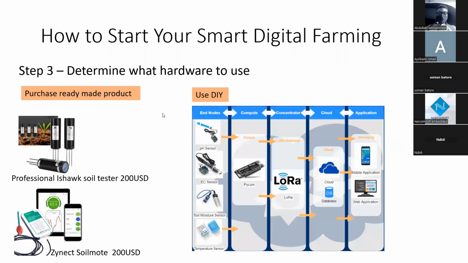All right, so the next step is to determine what hardware to use. So basically you need hardware, right? So again, there is hardware you can readily purchase from the market. The drawback to some of those things is that they are very rugged, they could be very reliable, but they are very cost intensive. So for example, this is a soil tester, where if you want to measure the NPK of your soil, or the humidity of your soil. So this is almost 200 USD.